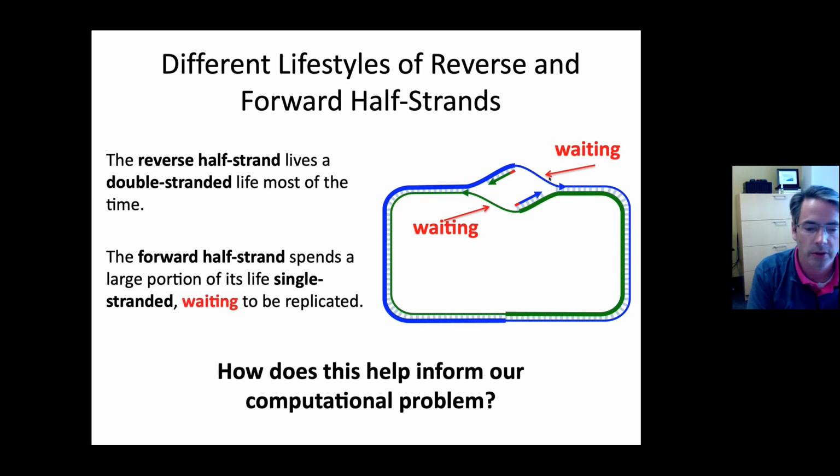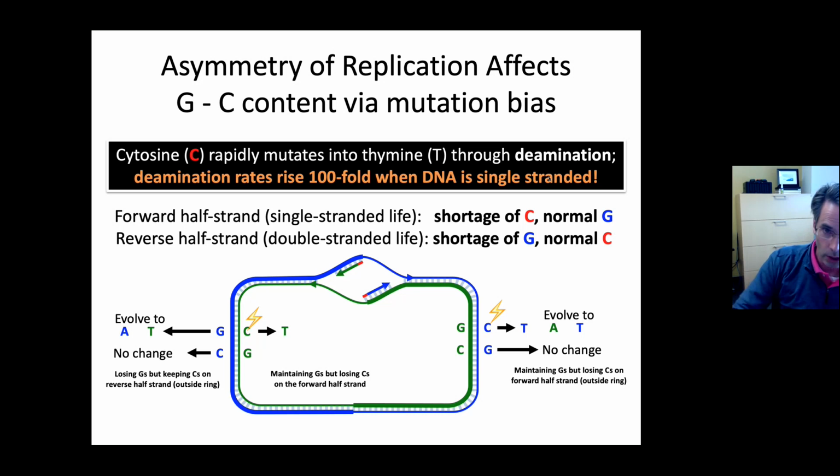Okay, so how does that help inform the computational problem? Well, there's a mutational bias for cytosine to mutate to thymine. First of all, that happens whether it's single-stranded or double-stranded. But when it's single-stranded, that deamination rate is 100-fold higher.